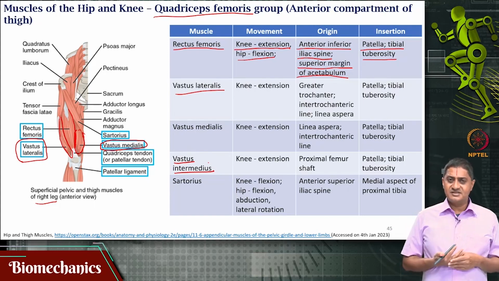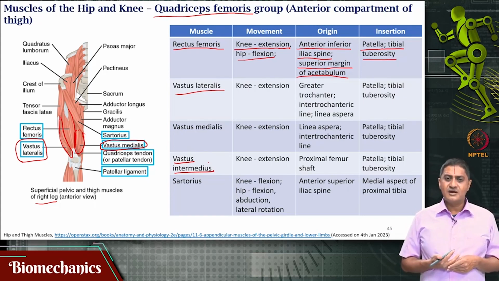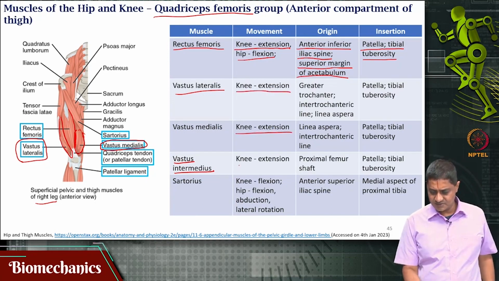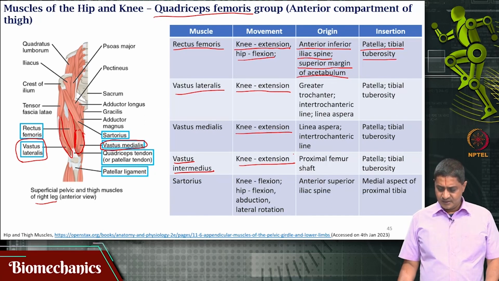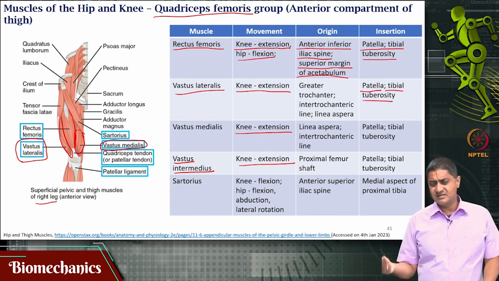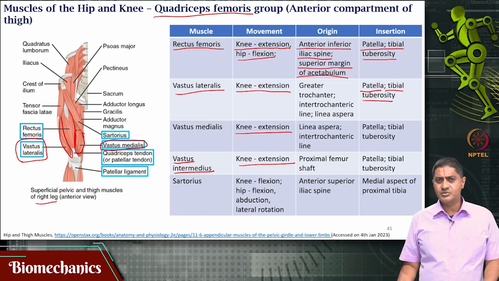All these four muscles together perform approximately the same function, which is knee extension. They are all responsible for knee extension. Their origins are different. For example, the vastus lateralis origin is the greater trochanter and intertrochanteric line. Their insertions are all the same. They all insert on the patella, which then further continues on as the patellar ligament and attaches at the tibial tuberosity.